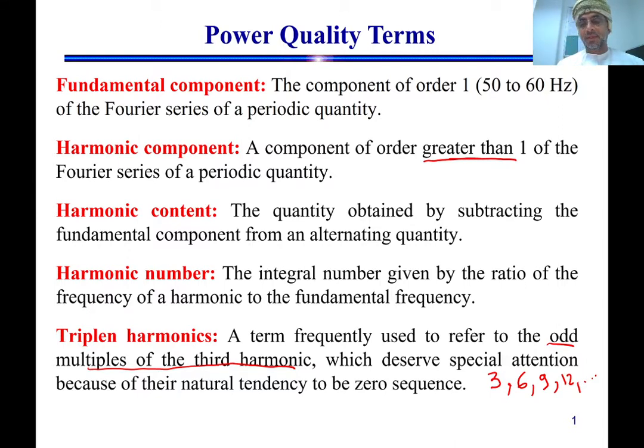Those harmonics will be in phase with each other. That means if you have phases A, B, and C, the third harmonic from phase A, the third harmonic from phase B, and the third harmonic from phase C will be in phase. So there will be no phase shift between the third harmonic in different phases. Same thing applies for the 6th, 9th, 12th, and so on.